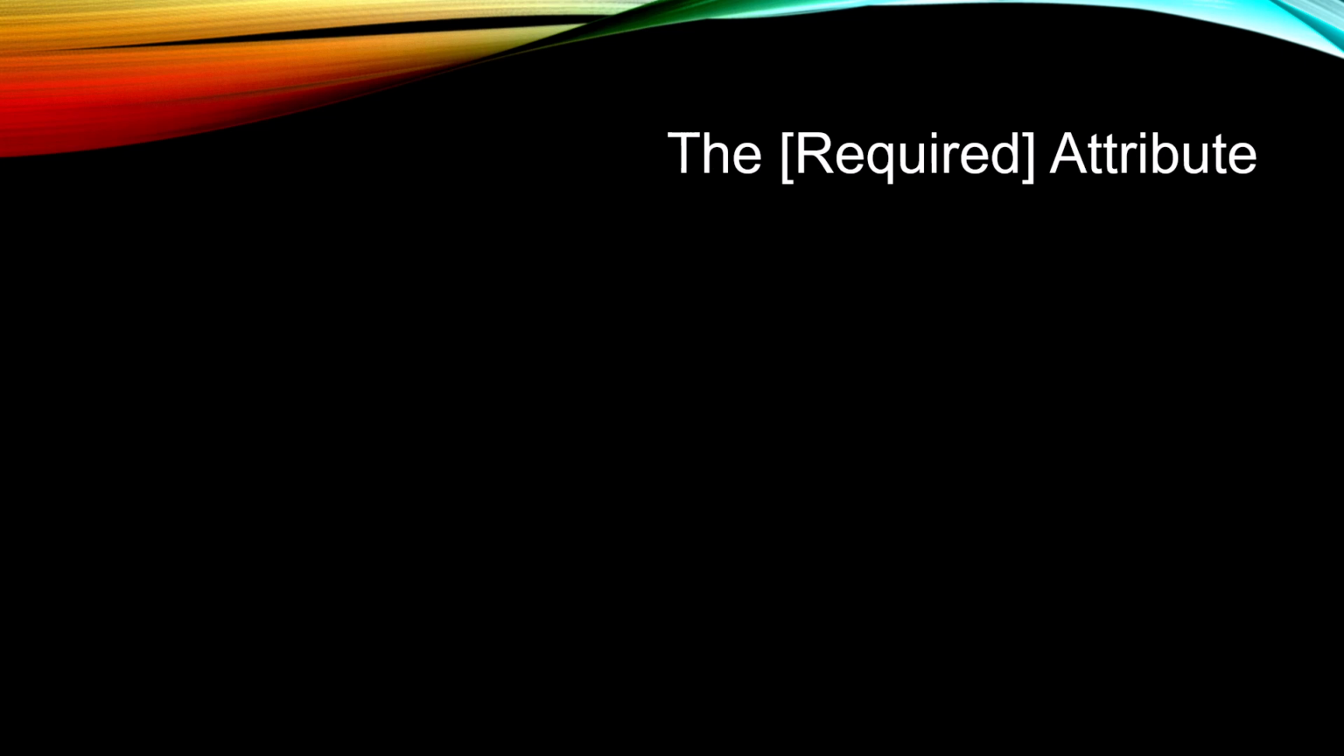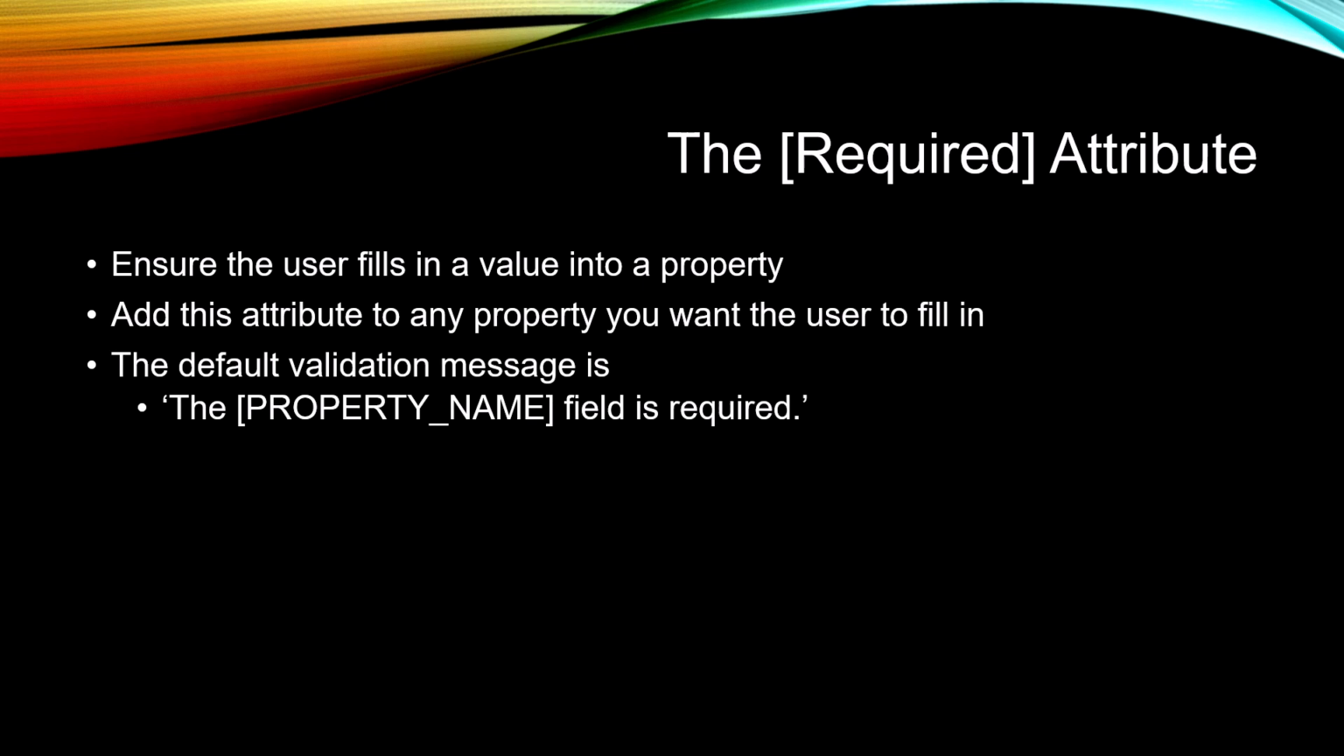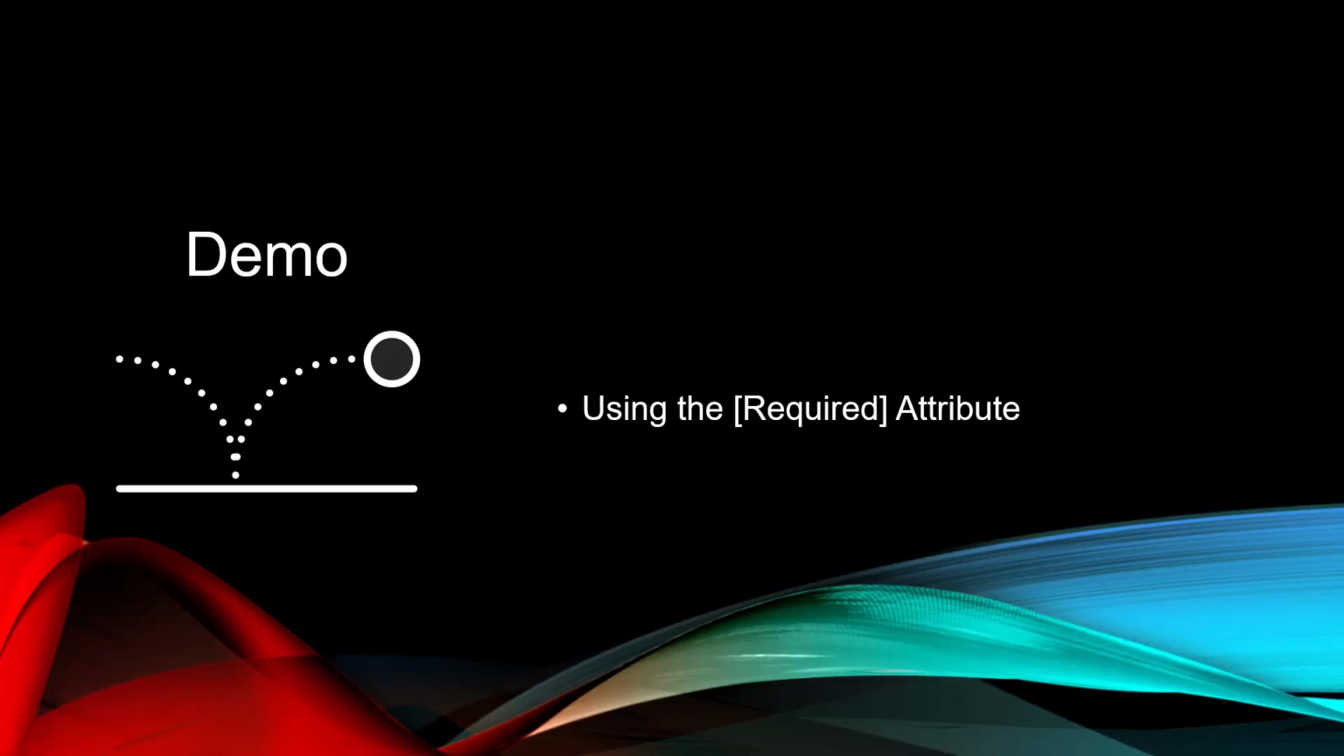So we're going to start out with the Required attribute. We'll add that to our product class. Now, the Required attribute ensures that the user fills in a value into a property. So we add this attribute above any property that we want the user to fill in. And the default validation message that comes back is 'The', and then whatever the property name is, 'field is required.' Let's take a look at using the Required attribute.